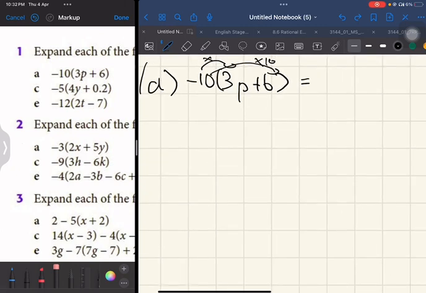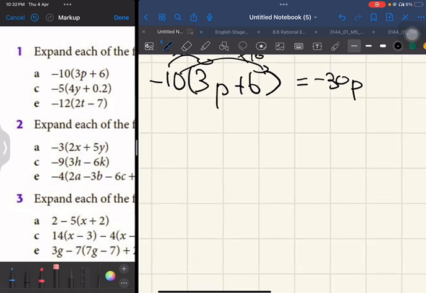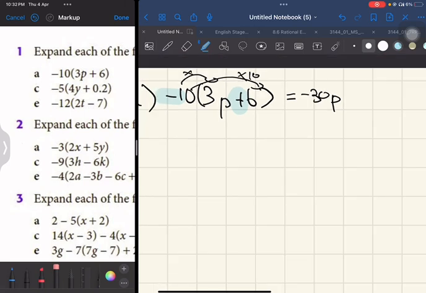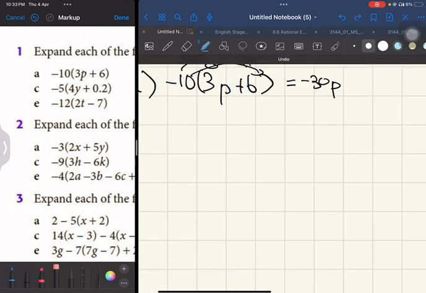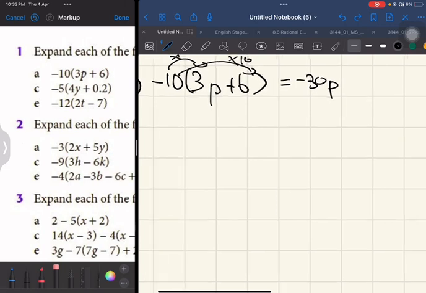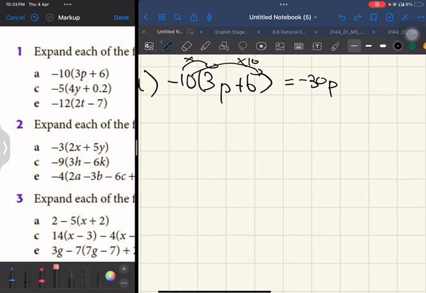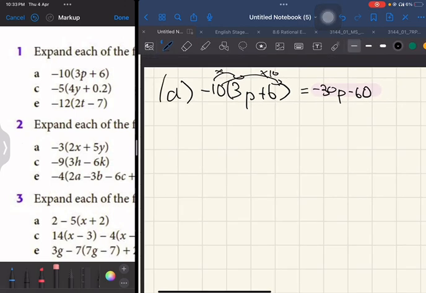So -10 times 3p, you get -30p. And as you can see here, negative and positive. So -10 multiplied by +6, you're going to get a negative, because negative times positive is negative. So it will become -60. Now you can't really simplify this anymore because one has a variable and one doesn't. So this is the final answer for question 1a.